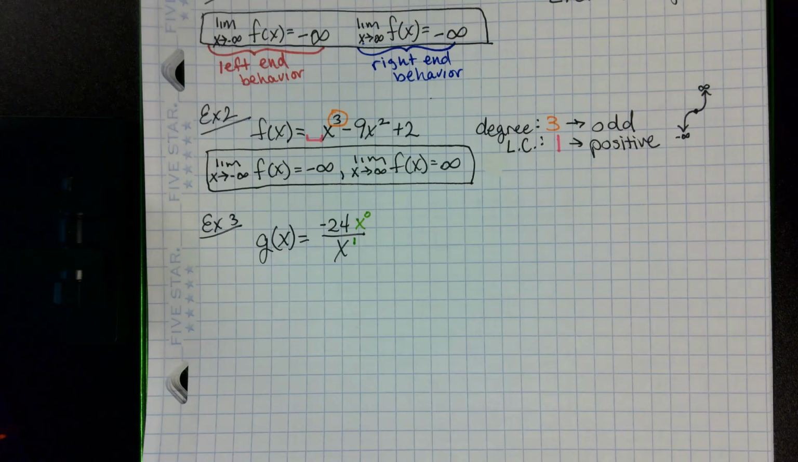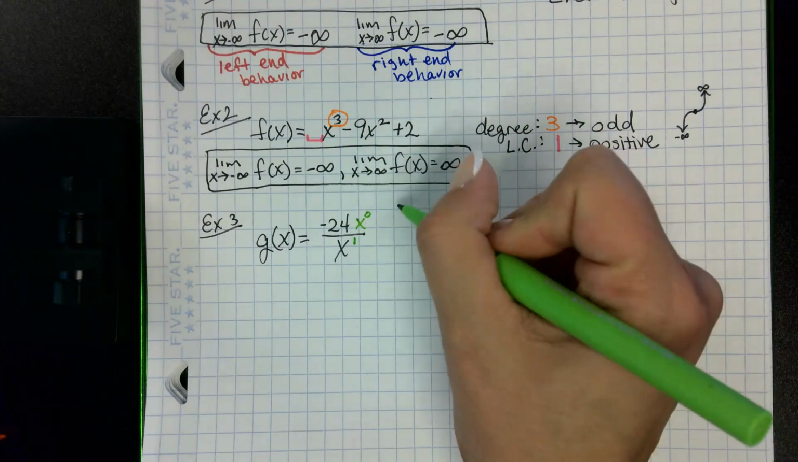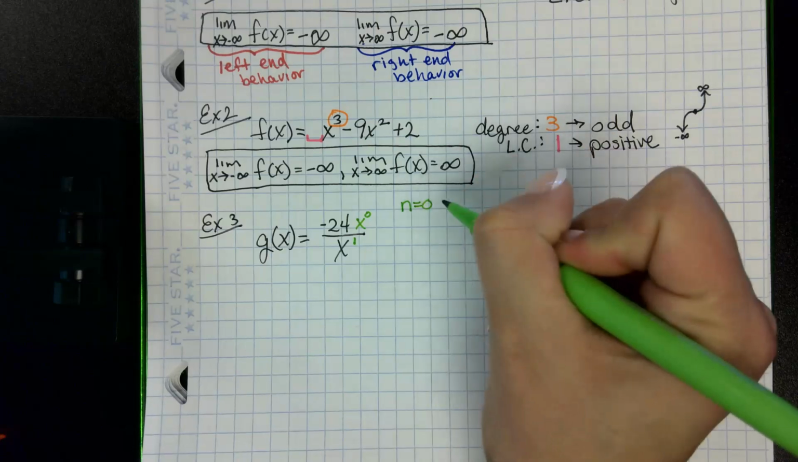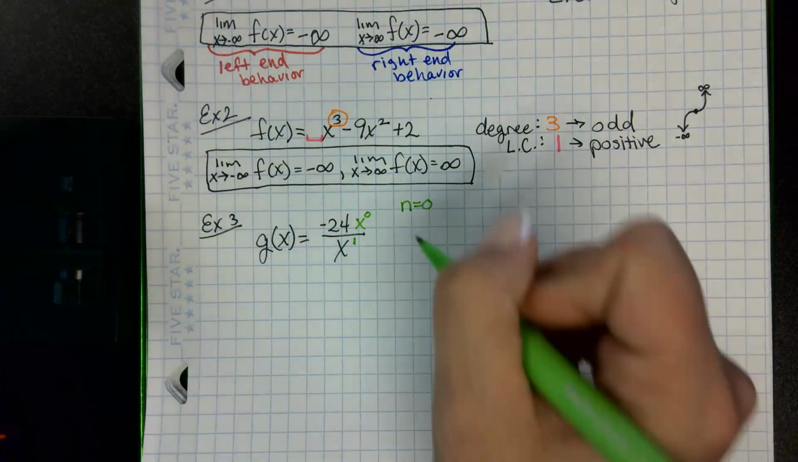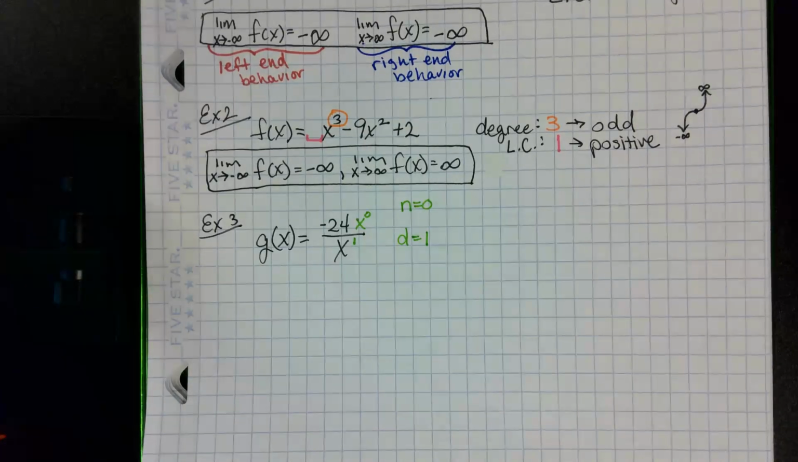And like I said, we're comparing the degree of the numerator with the degree of the denominator. So the degree of the numerator, I'm going to call it n, is 0. The degree of the denominator, I'm going to call that d, is 1. So the degree of the numerator is 0 and the degree of the denominator is 1.